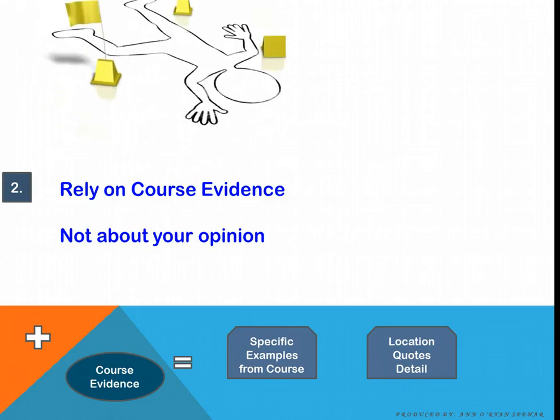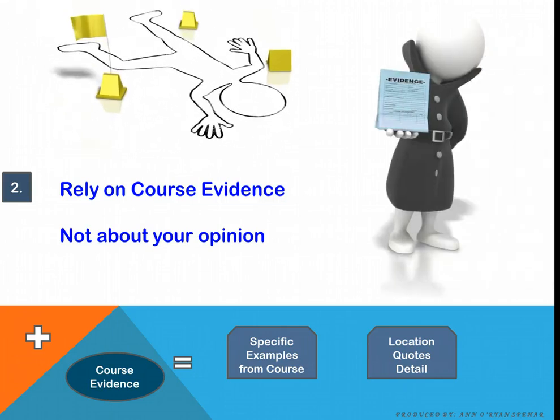Second, it's important to rely on course evidence. Reviewers look at the course to find evidence that the course meets the standard at an 85% level or higher. Reviewers should always cite specific examples from the course, including location, quotes, and details.